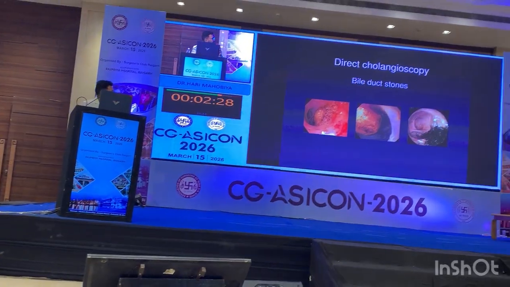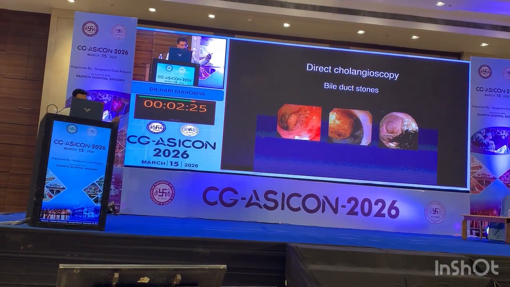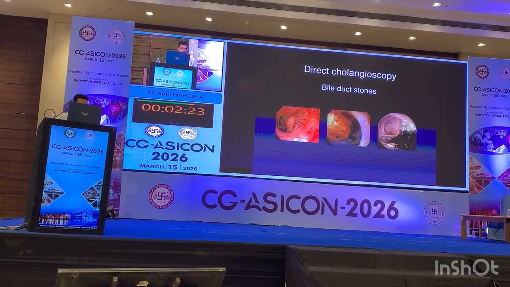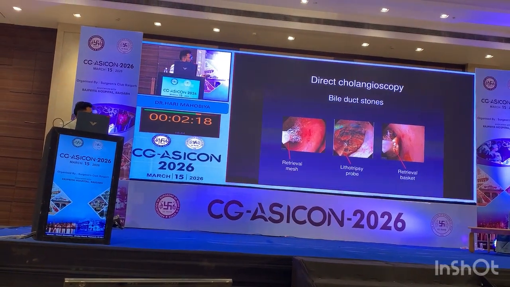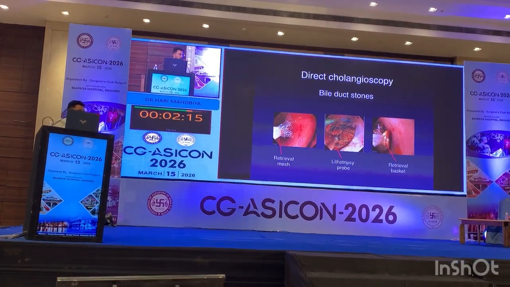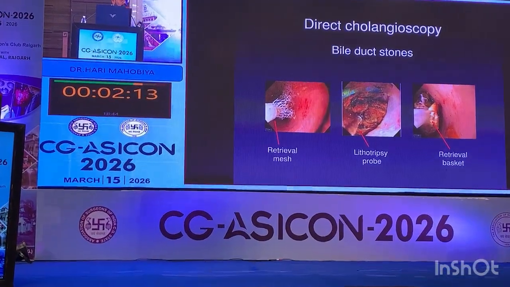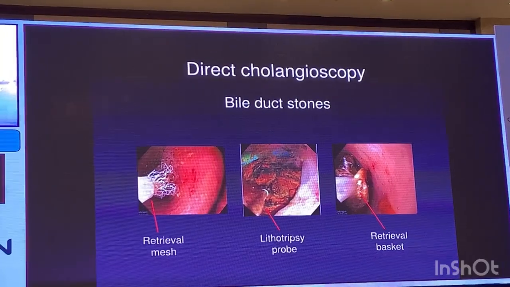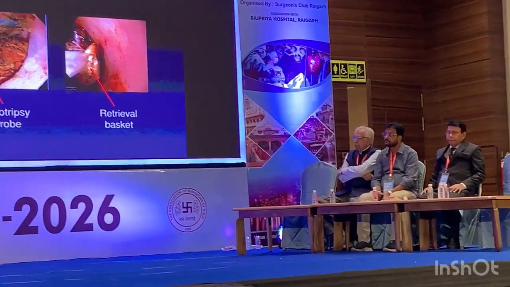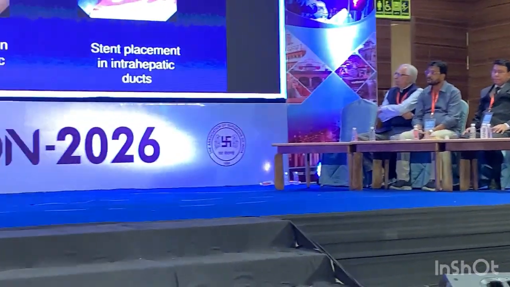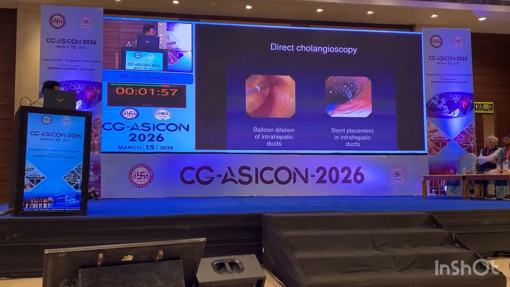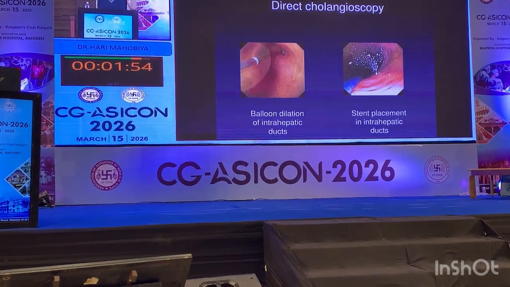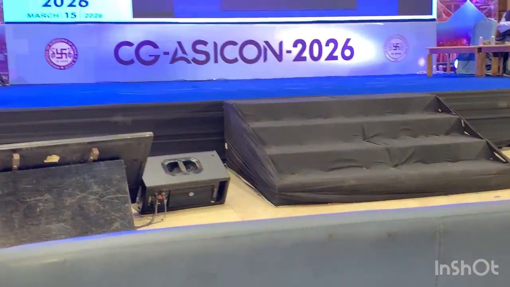As we can see here, there is an impacted large bile duct stone inside the CBD, with sludge. If required, we can remove it through lithotripsy. We can use mechanical lithotripsy. In our setting, we are using the same holmium laser which we use for urinary stones. After breaking the stone, we can remove it with a retrieval mesh or retrieval baskets. We can also do balloon dilatation of the intrahepatic duct, or we can use a stent. So I'll show a small video.